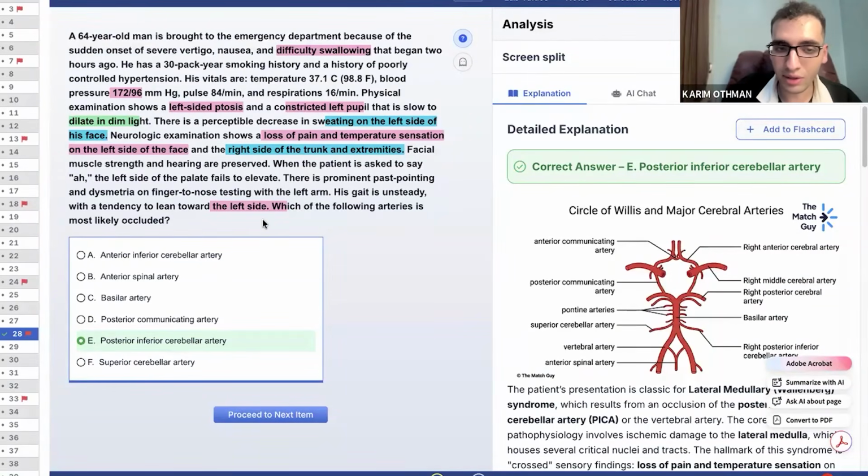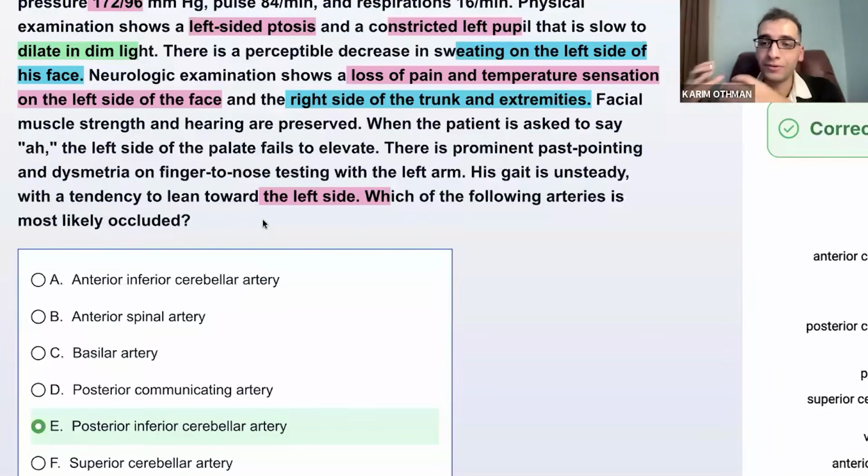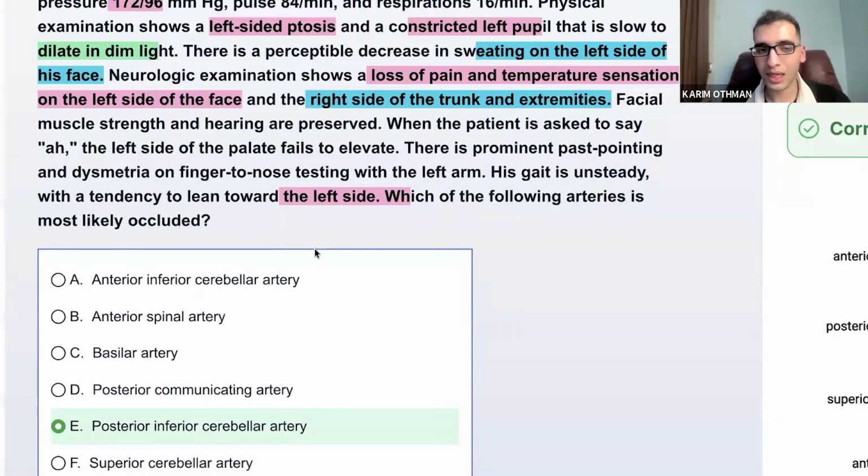Now I wanted to ask you a question. Is it a problem in the left PICA or the right PICA? What do you think, guys? Left PICA or the right PICA?